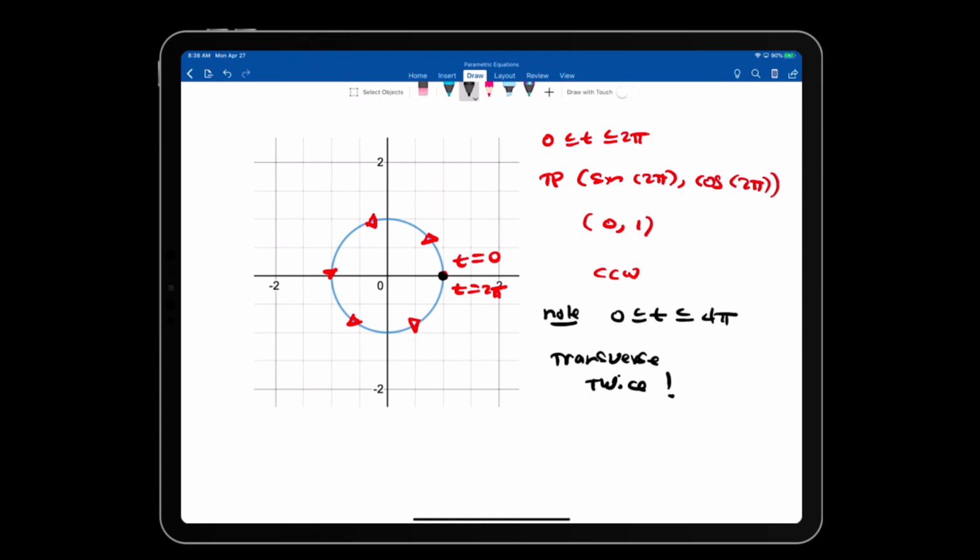So what can happen is they can change that t interval on you. It'll change your initial point. It'll change your terminal point. You'll have some orientation, but it can cross multiple times depending on the curve.